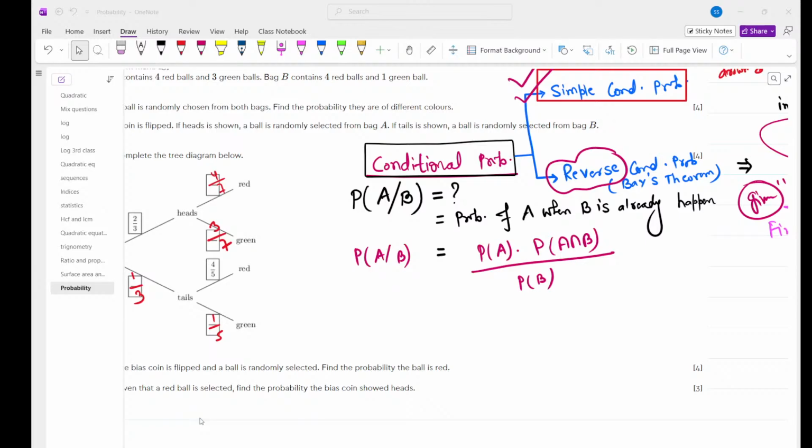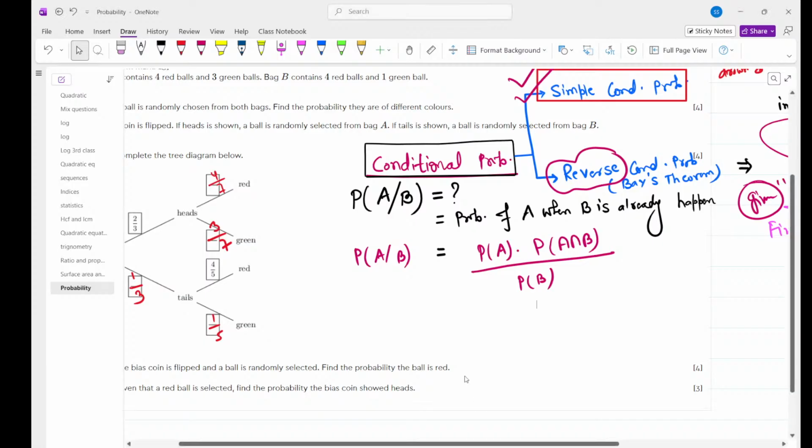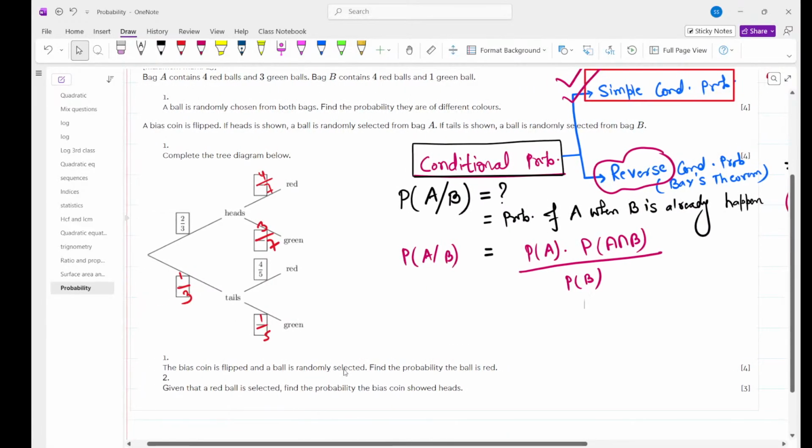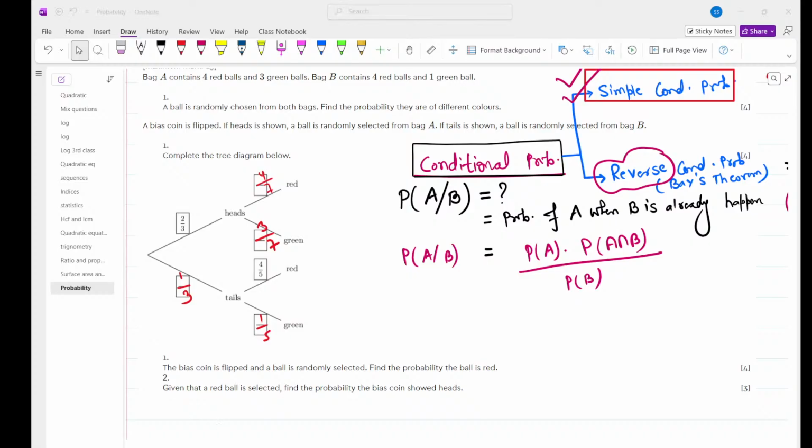It gave a real world example. If you want to find the probability that your train is delayed, A, given that it is raining, B, the probability of rain is 0.2. The probability of rain and delay is 0.1.